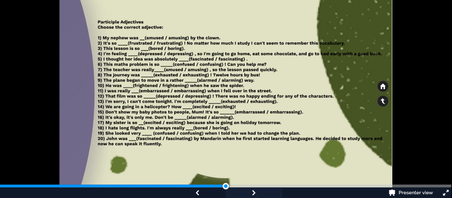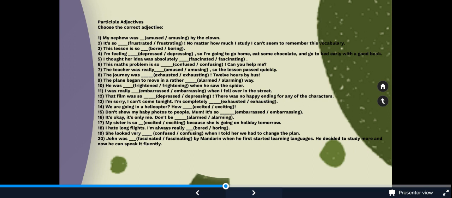Ninth one. The plane began to move in a rather dash way. Alarming way. Tenth one. He was dash when he saw the spider. Frightened. He was frightened when he saw the spider. I was really dash when I fell over in the street. I was really embarrassed. 12th one. That film was so dash. Yes, depressing. That film was so depressing.